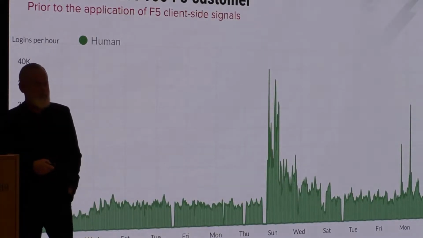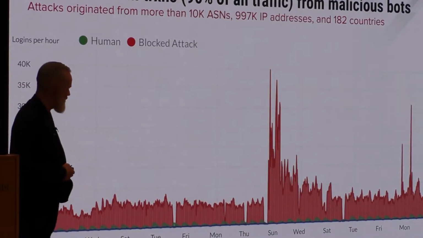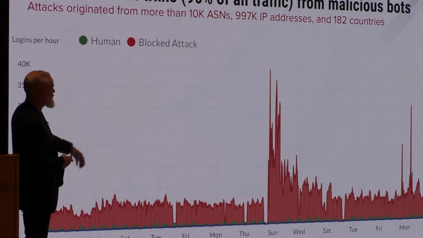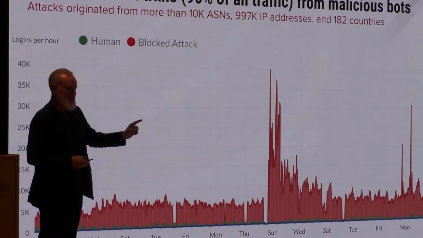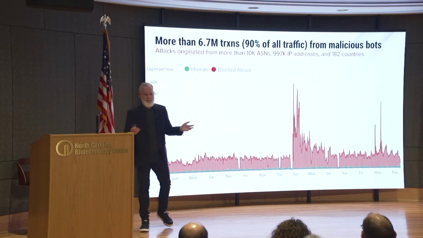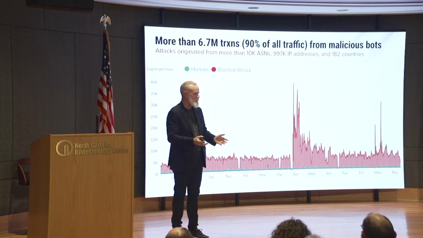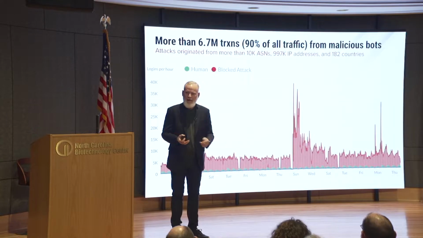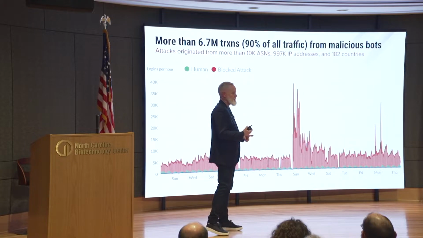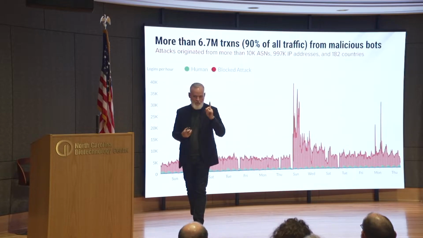Here's another example. This is what it looked like prior to the application of any of the signals, and after the application. And again, you see the day-night pattern along the bottom. What I really want to draw your attention to is the subtitle: 10,000 autonomous systems, nearly 1 million IP addresses in 182 countries. The reason we're seeing these attackers so distributed is because for a decade they've been mitigated by IP address or by autonomous system, by region, and we've just conditioned them. Now, it's the first thing they do. The first thing they change when their attack is being mitigated are those attributes.